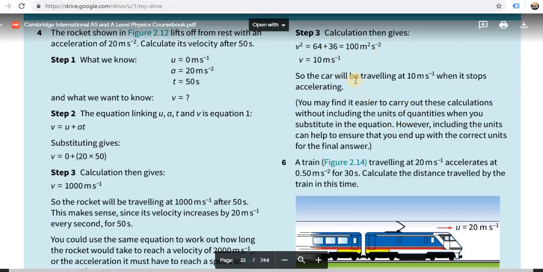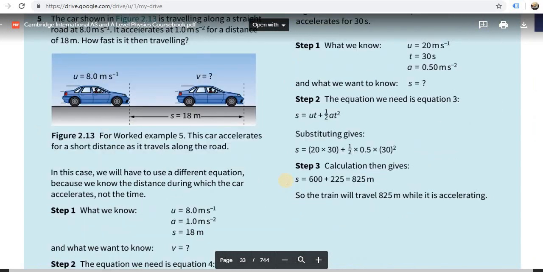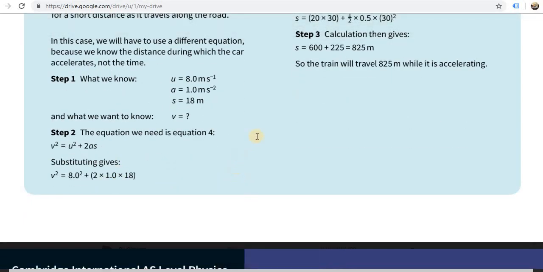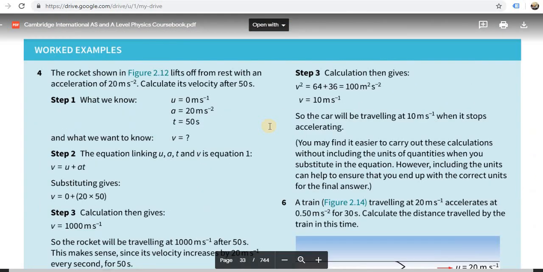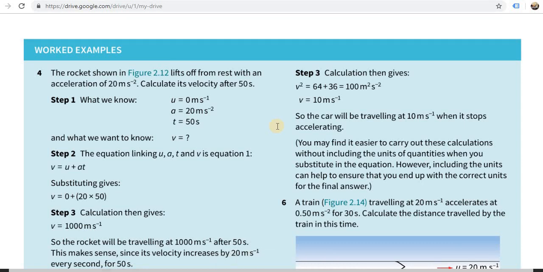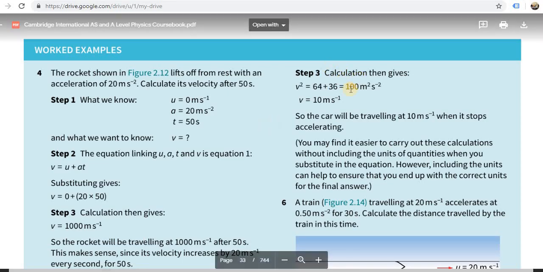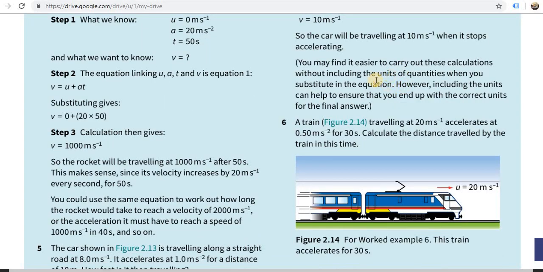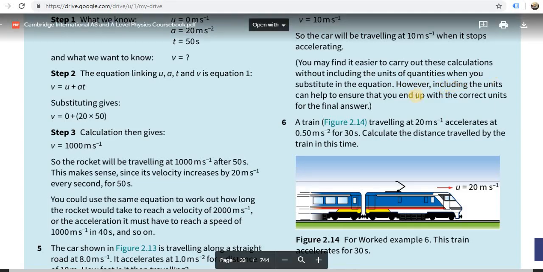If you want, you can use the units of quantities so that it's clear to you what the unit will be at the end, but you can also do it without substituting the units. If you substitute all the quantities in SI units, your answer will also be in SI units, and that's what they are indicating over here. If you don't use the units, however, including the units can help to ensure that you end up with the correct units for the final answer.